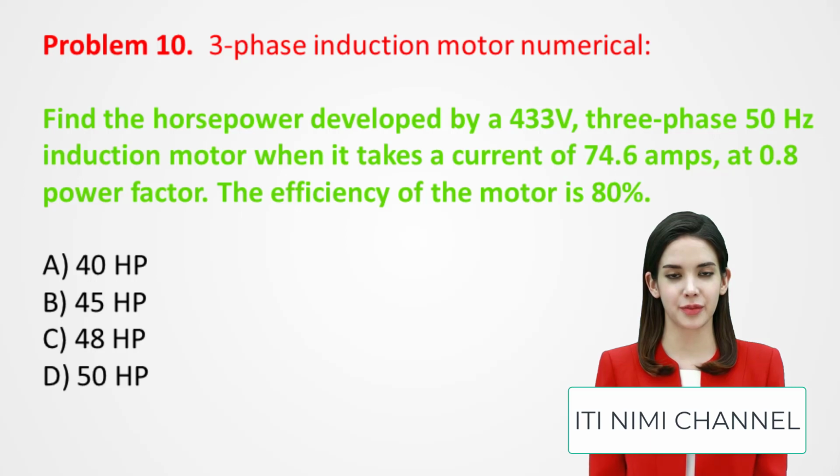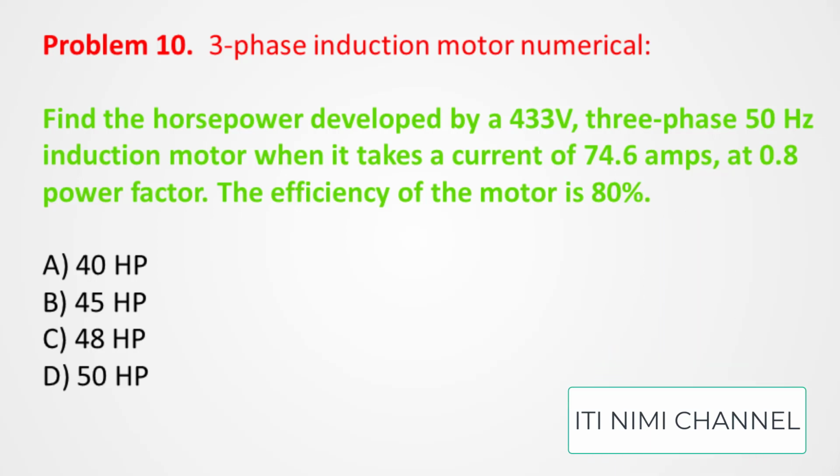Find the horsepower developed by a 433V 3-phase 50 Hz induction motor when it takes a current of 74.6 amps at 0.8 power factor. The efficiency of the motor is 80%.